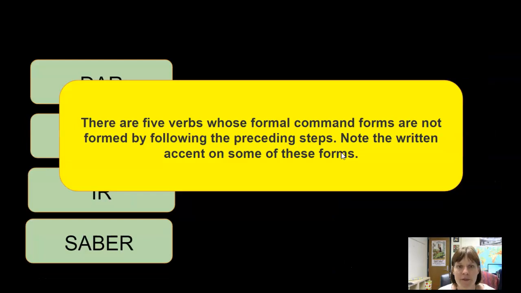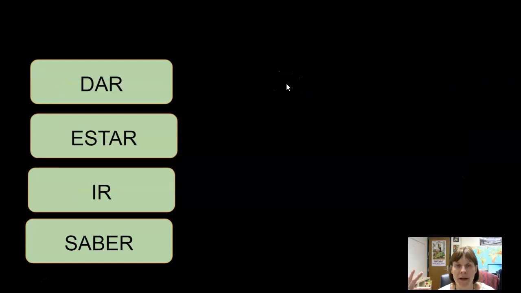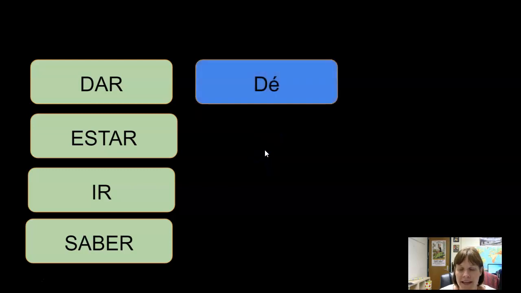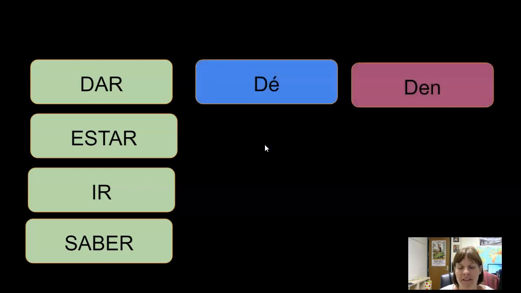There are 5 verbs whose formal command forms are not formed by following the preceding steps, so note the written accents on some of these forms as well. So of course there's always irregular ones, and these are the ones that we have in the formal commands. So dar would be de in the third person singular and den in the plural. So dar means to give, so I'd be like, Deme la tarea, give me the homework, right? You can add direct pronouns as well when you do commands.